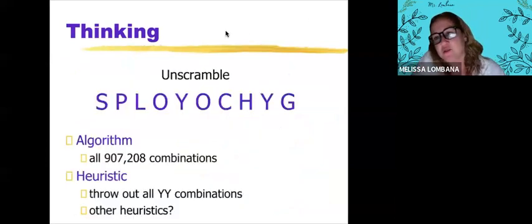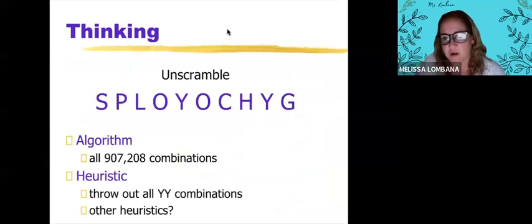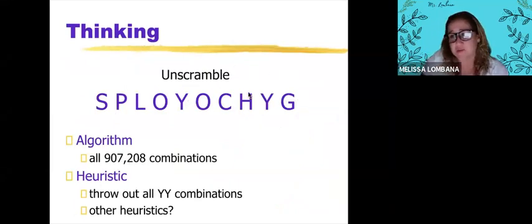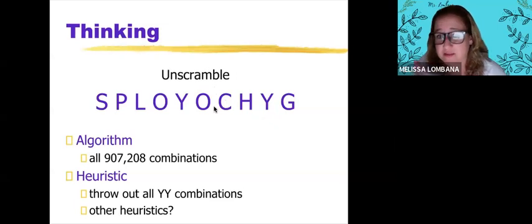Now, if I had to use these strategies for problem solving, right? If I needed to unscramble this, using algorithms, I could find about 907,000 combinations. So using algorithms probably wouldn't be the right thing because it has this many answers. And with heuristics, you start using shortcuts, like the two Y's don't always go together. There are no words like that.